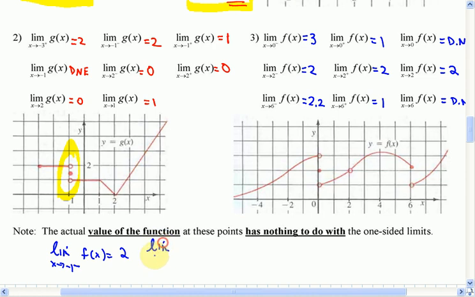The limit as x approaches -1 from the right, well, that's 1. But notice the value at -1 is equal to 1.5. So once again, the value has nothing to do with the one-sided limits. They can be the same, but in these breaking points where there's a break in the graph, they're usually not the same. Just want to keep that in mind. All right, you go ahead and try the rest, please.